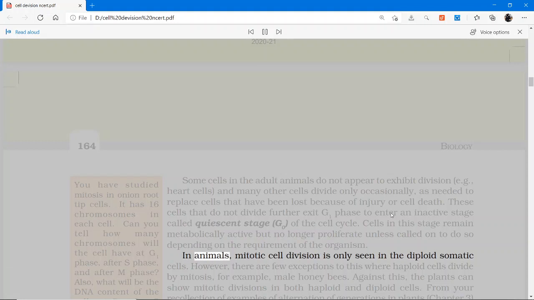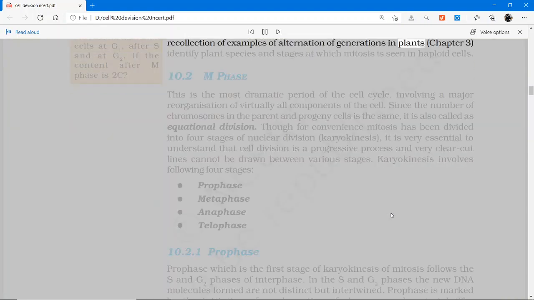In animals, mitotic cell division is only seen in the diploid somatic cells. However, there are few exceptions to this where haploid cells divide by mitosis, for example, male honeybees. Against this, the plants can show mitotic divisions in both haploid and diploid cells. From your recollection of examples of alternation of generations in plants, Chapter 3, identify plant species and stages at which mitosis is seen in haploid cells.